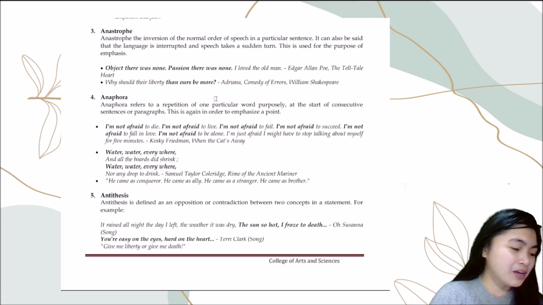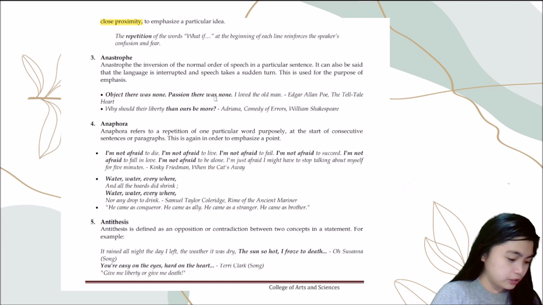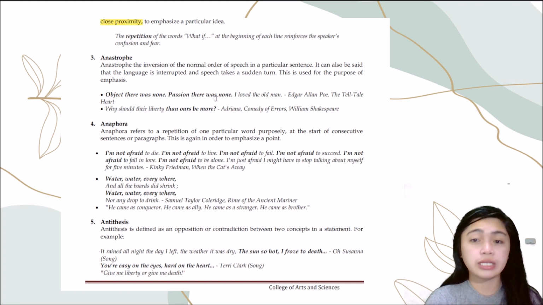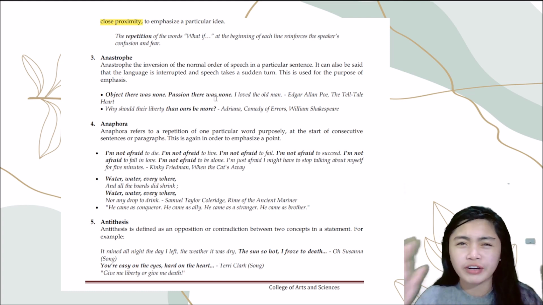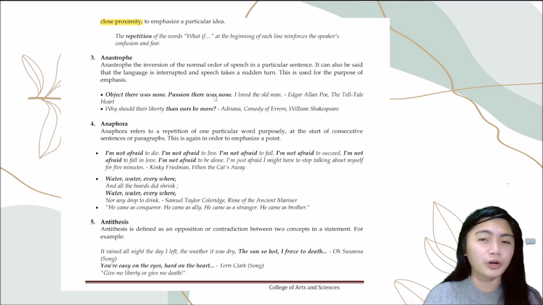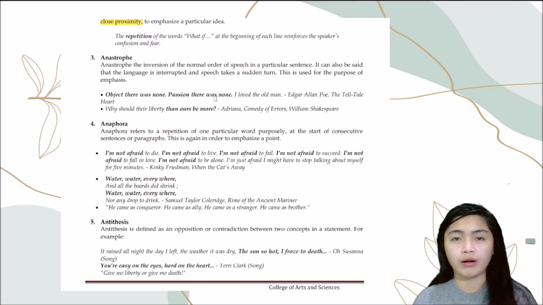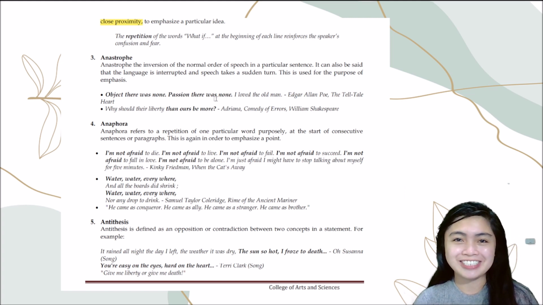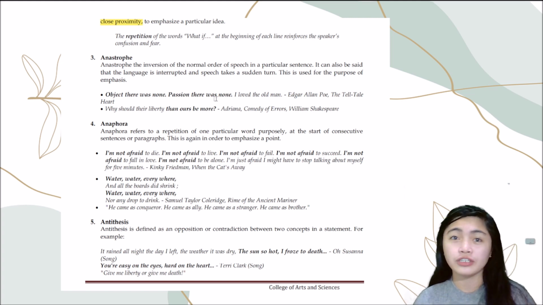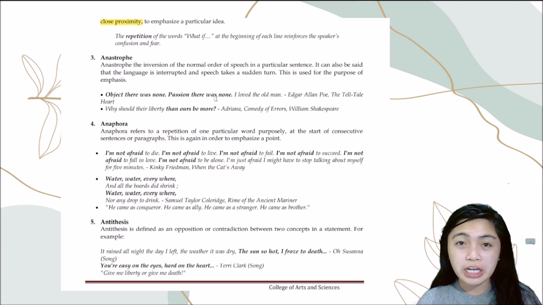Let's move on to anastrophe. Anastrophe is the inversion of the normal order of speech in a particular sentence. Sometimes it is called inverted syntax. Now, ma'am, what does inverted syntax mean? As I said in the intro earlier, our normal grammar is subject, verb, object. Like, Angel teaches English. Okay? Angel is the subject, teaches is the verb, and English is the object.